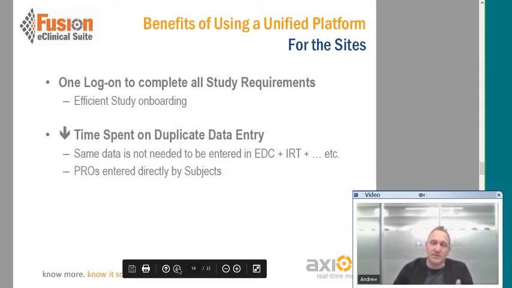From a site perspective, there are significant benefits to sites. Here are just a couple. Number one is the fact that they're logging into just one environment for everything that they're going to do. Number two is the fact that they're putting data in once. So instead of entering data in your IRT and then in EDC and so forth, they're doing it only in a central place. From an ePRO perspective, they don't have to participate in doing manual data entry. And then your monitors obviously don't need to review that manual data entry. So coordinators are incredibly happy through that process.